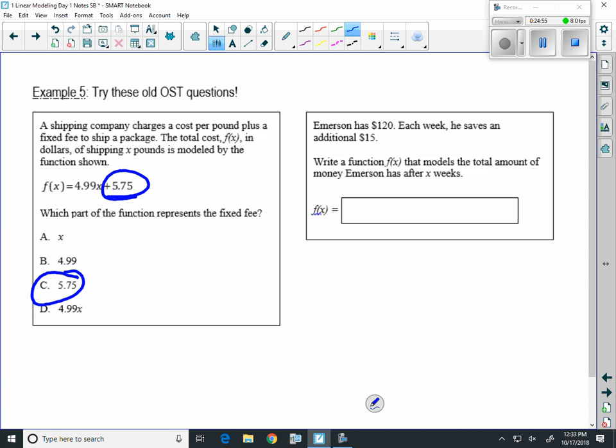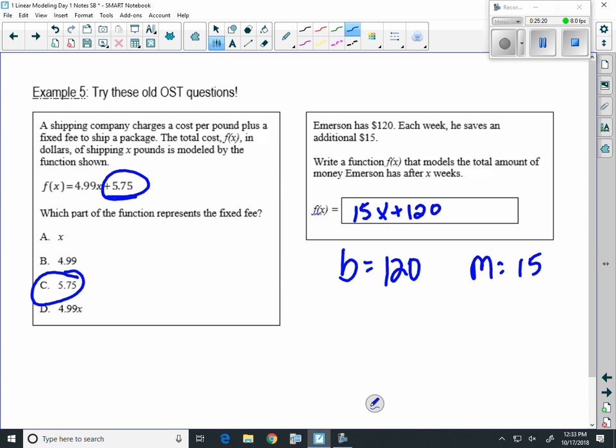Emerson has $120. Each week he saves an additional 15. It says write a function. So I need you to tell me what happens once: he has $120. What is constantly being added? 15. Okay, so it would be 15x plus 120.